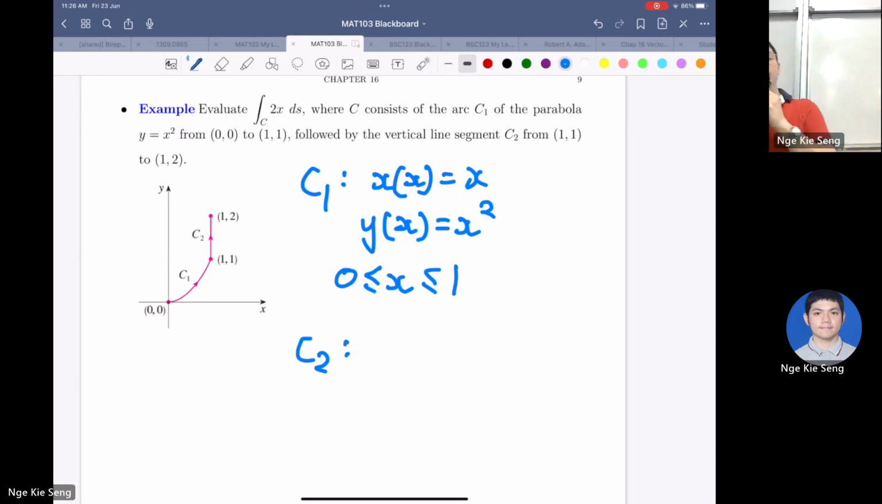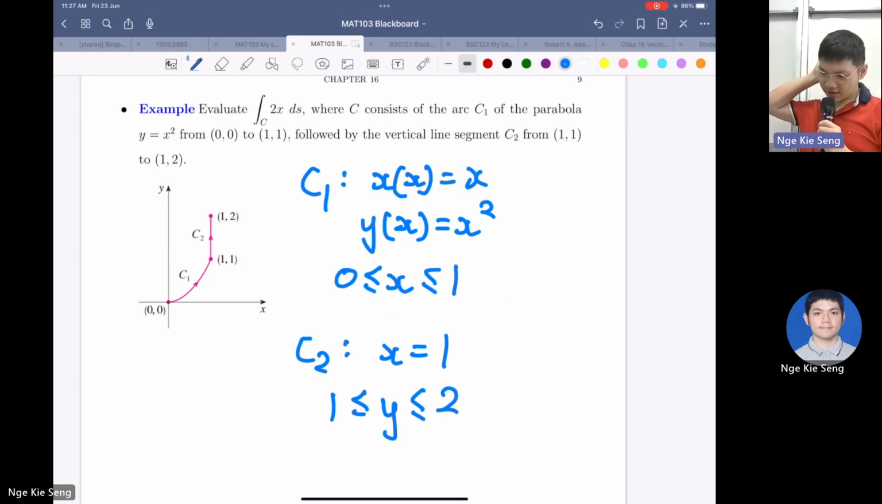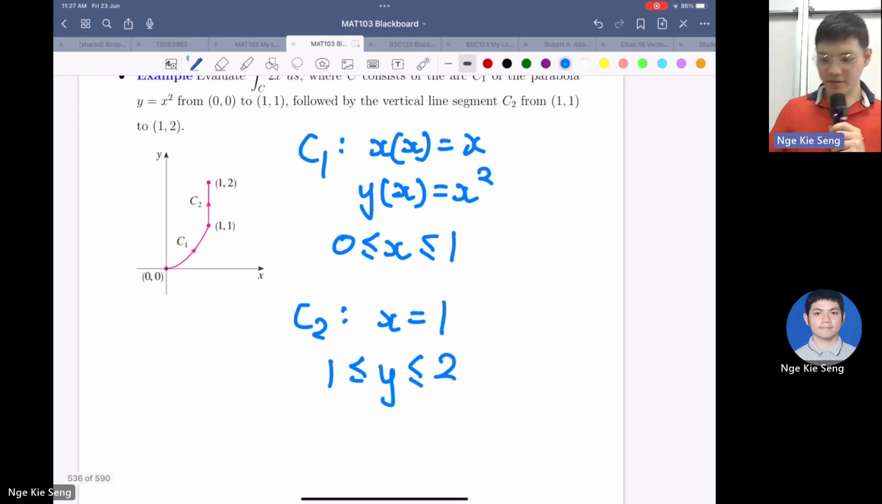What is C2? What line is this? In particular, it is vertical. Okay, so vertical line, how to describe? Okay, good. So x is always equal to 1. y is going from where to where? Okay, 1 to 2. Okay, x is 0, y is 1, 0 to 2. Okay, good. So how to compute the integral here?